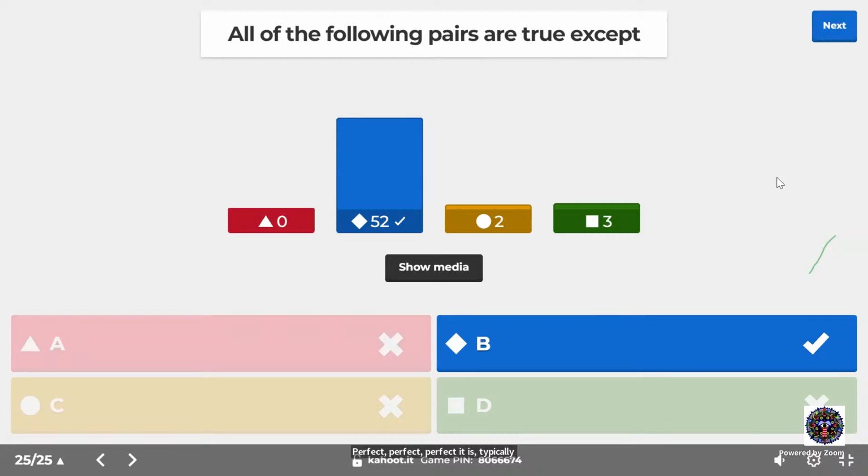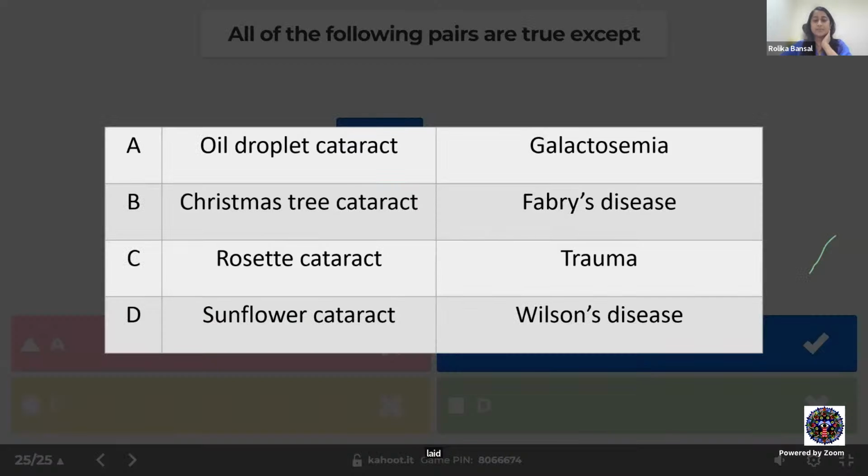I'm quite certain that might change the leaderboard. Rosette, all of you know, is because of trauma; sunflower, Wilson's; and oil droplet, galactosemia. Usually Christmas tree is classically seen in myotonic dystrophy, and Fabry's disease has some spoke-like cataract.